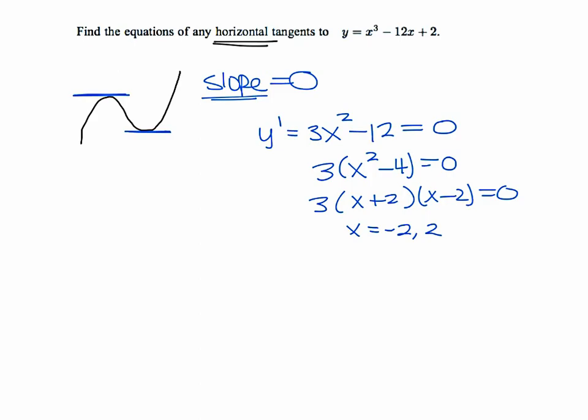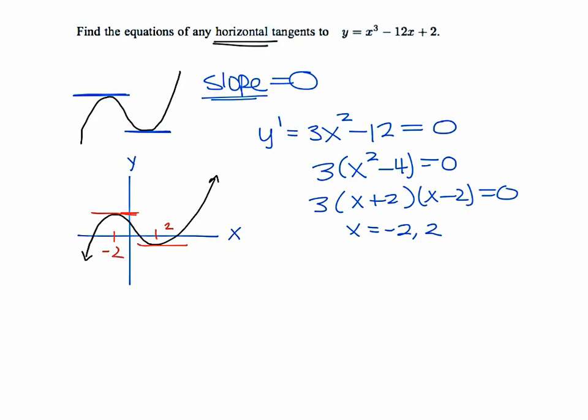To find the equation of the horizontal tangents, let's go back and think about this graph one more time. You have the x and y axes. You have a curve that looks similar to this. At negative 2 and at positive 2, the slope is equal to 0. To figure out the y values of this function, we would plug it back into the original equation.